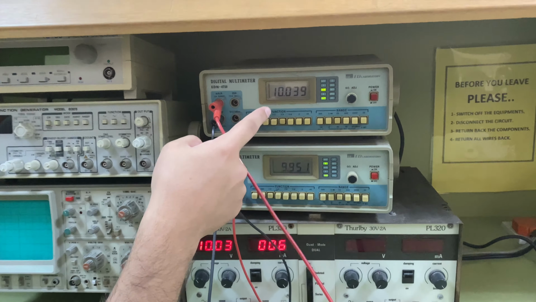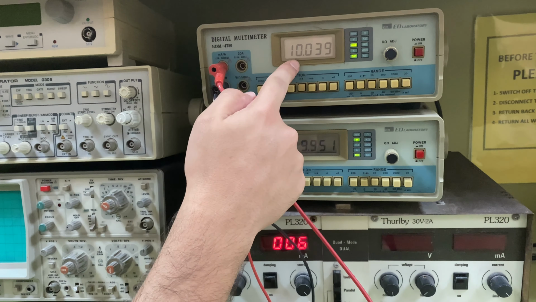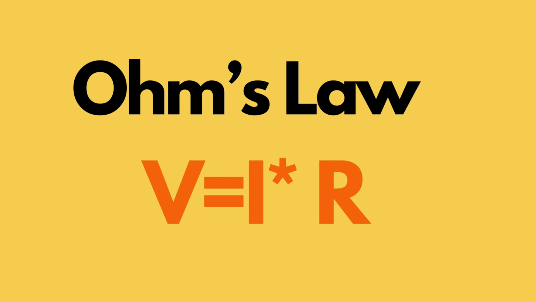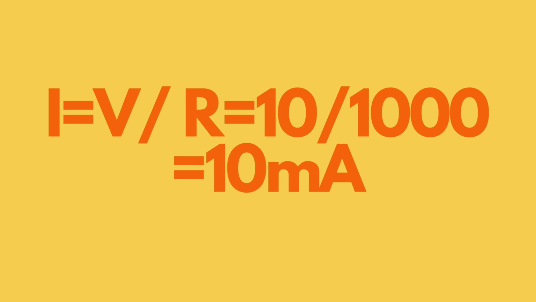For the result, as you see here, the current is 10 milliamperes. As we expect, according to Ohm's law, the current should equal the voltage divided by the resistor, and the voltage is 10 from the power supply, and the resistor is 1K, so we will get 10 milliamperes.